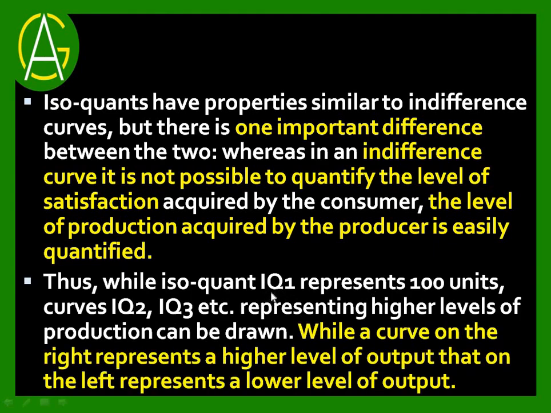So for example, IQ1, IQ2, IQ3, these three levels are given. Suppose IQ1 gives 100 units of production, then IQ2 will give 200, and IQ3 will give 300 units of production. So while a curve on the right side represents a higher level of production, a curve on the left side will represent a lower level of production.